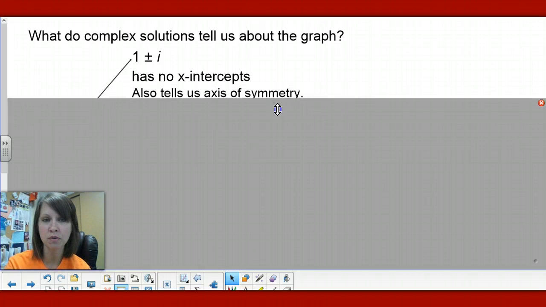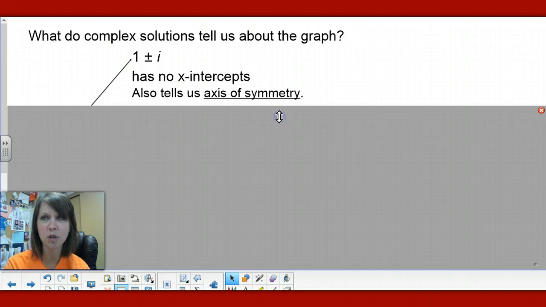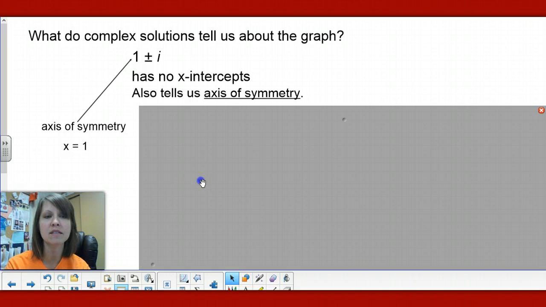But there's one other thing it also shows us. It also shows us the axis of symmetry. So we shouldn't be surprised about where this graph shows up. The axis of symmetry is actually the real part of your complex solution. So if the complex solution is 1 plus minus i, the axis of symmetry is the line x equals 1, that vertical line through the x-axis at 1.